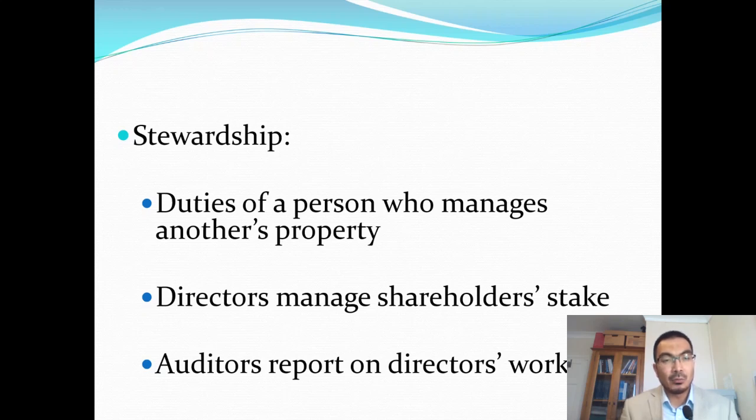And those financial statements are prepared by the directors and checked by the auditors. Auditors have been appointed by the shareholders. Then obviously the financial statements are more credible. The more we can trust the financial statements.